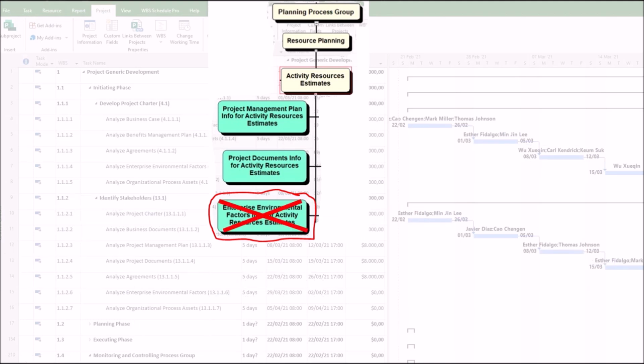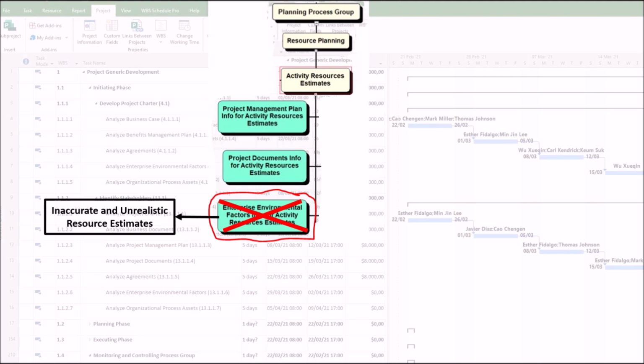How can a poor enterprise environmental factors analysis harm the estimate activity resources process? A poor or incomplete analysis of enterprise environmental factors directly harms the PMBOK estimate activity resources process by creating a resource plan built on faulty assumptions, leading to significant project risks and potential failure. The core issue is that enterprise environmental factors represent the context and constraints within which the project must operate. Here's a breakdown of how a poor enterprise environmental factors analysis causes harm, categorized by the type of failure.